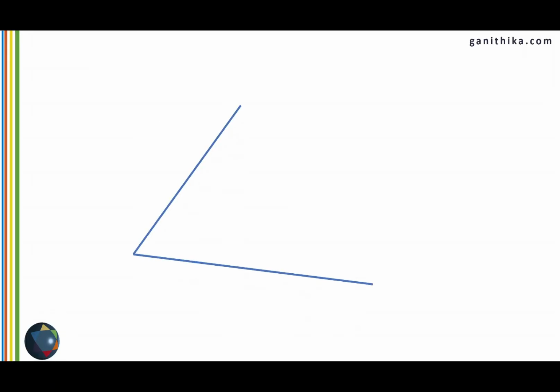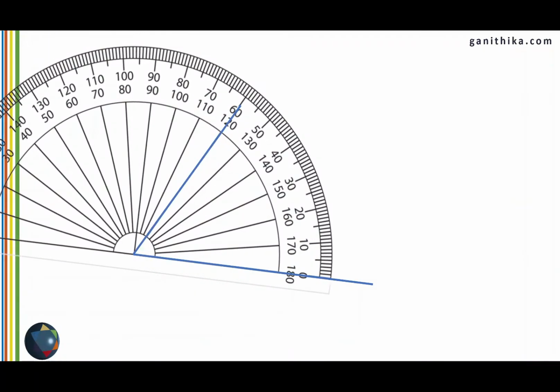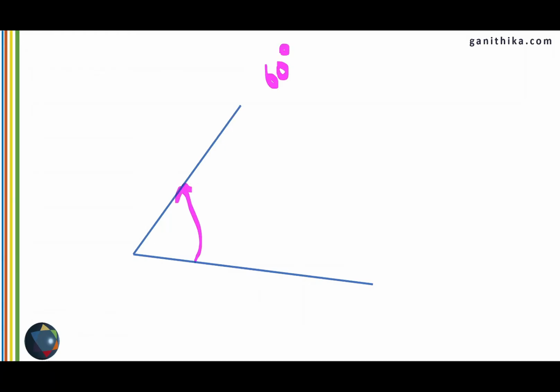Let's measure this angle using the protractor. Take the protractor, align the center of the protractor with the vertex of the angle and the baseline with the zero of the angle. Now you should understand which side of the protractor you should measure. This is on the outer side. Therefore, measure from 0, 10, 20, 30, 40, 50 all the way up to the second line. Here the second line reaches the protractor at 60 degrees. Therefore, the measure of the angle here is 60 degrees.